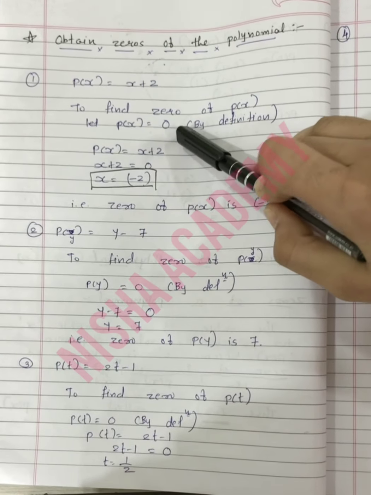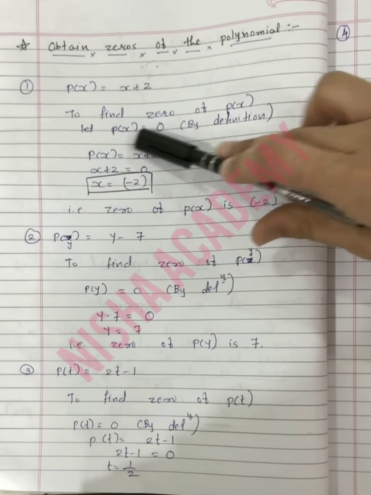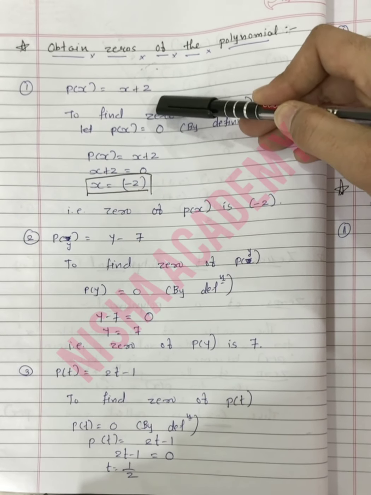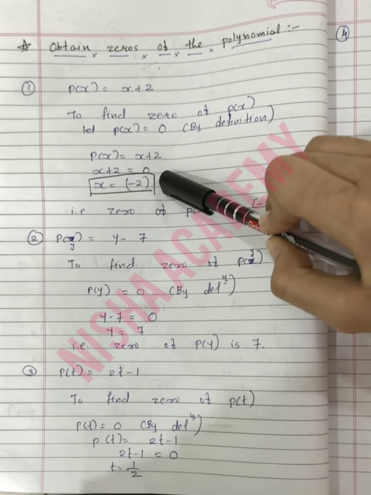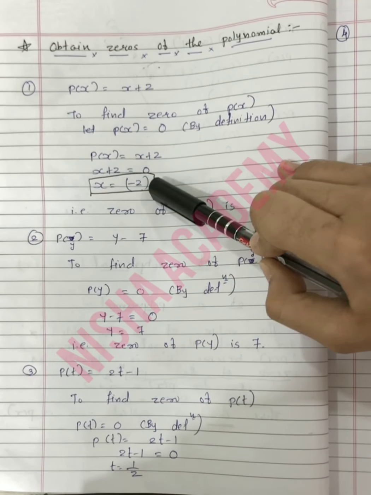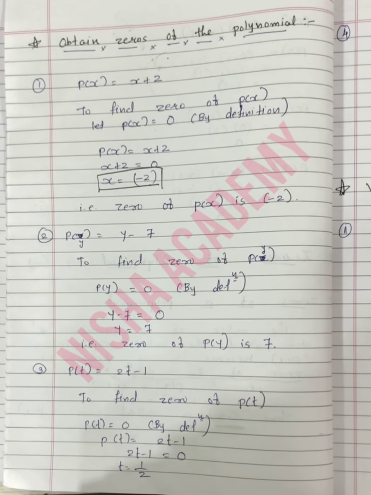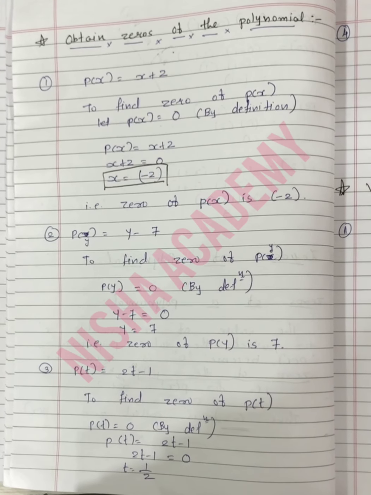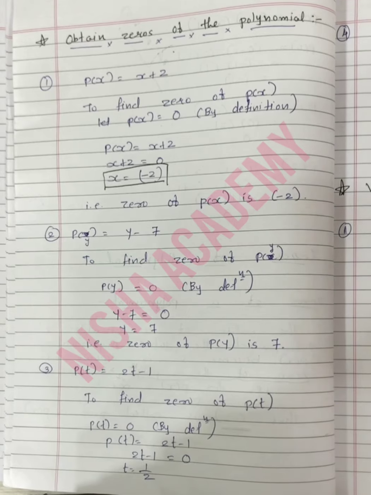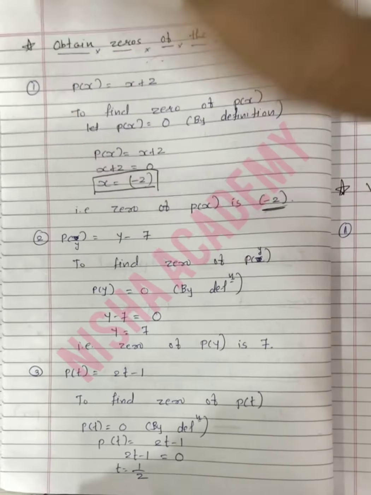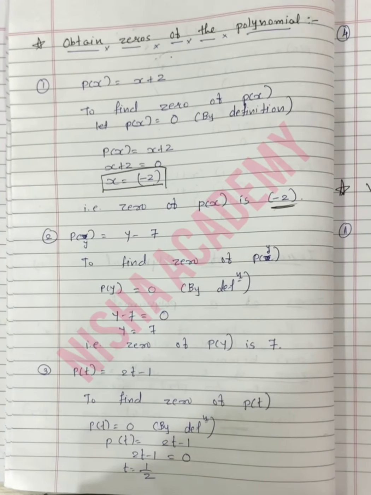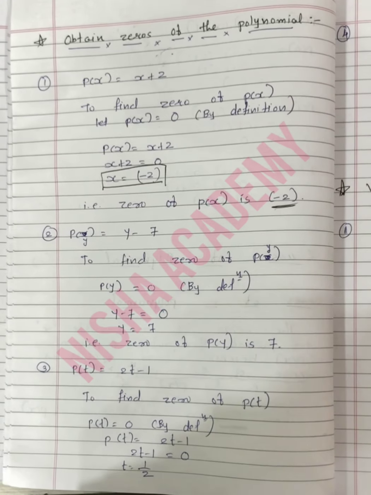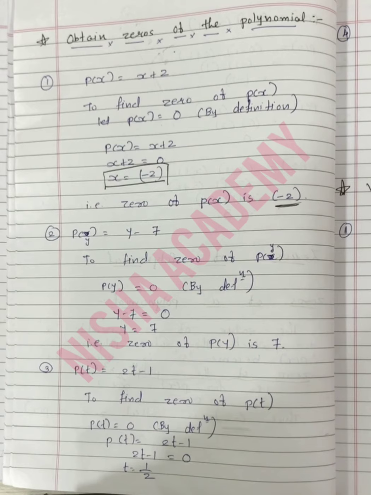So if we have to find zeros of the polynomial, what we have to do is just take p of x equal to 0 by definition. P of x is equal to 0 and our p of x is x plus 2. So x plus 2 equal to 0, so x equal to minus 2. The zero of p of x is minus 2. With the help of minus 2, your polynomial becomes 0. That's why it is called zero of p of x.